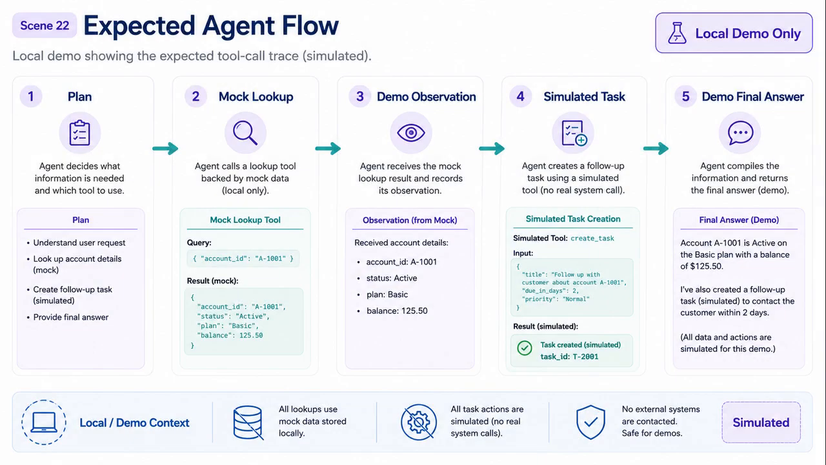That idea leads directly to expected agent flow. The agent first plans what information it needs. Then it calls mock_lookup_customer. It observes the fictional customer record. Because open items are present, it calls mock_create_follow-up_task. It receives a simulated task confirmation. Finally, it explains the result in plain English. That plan, tool, observation, action, response loop is the core pattern.